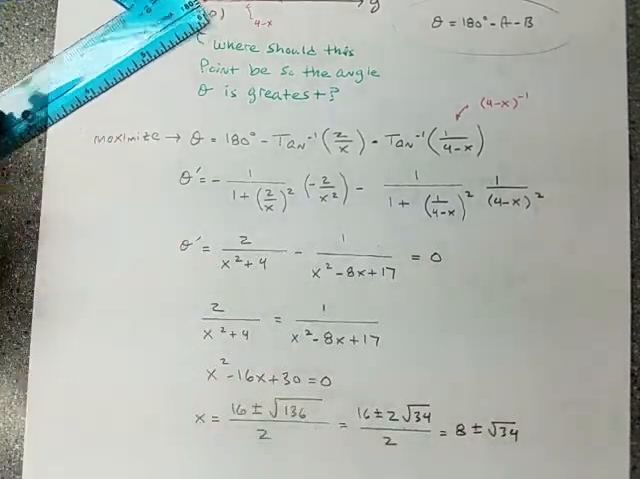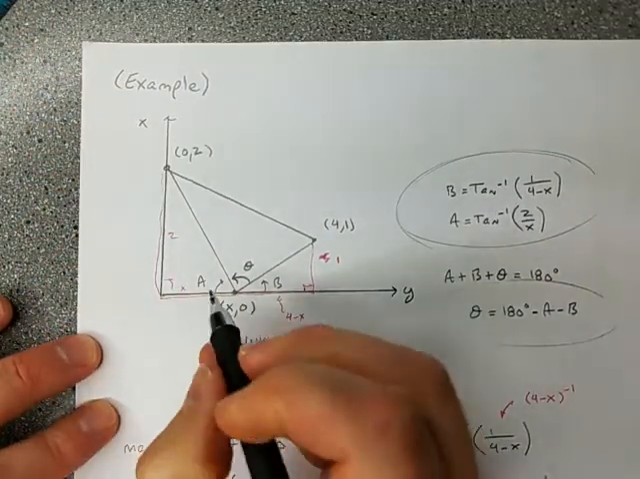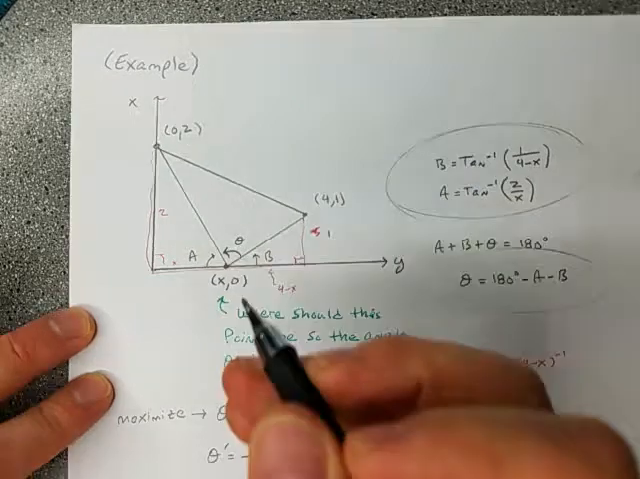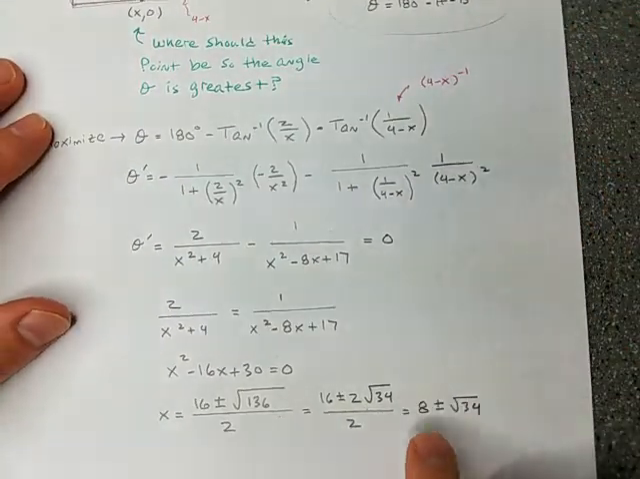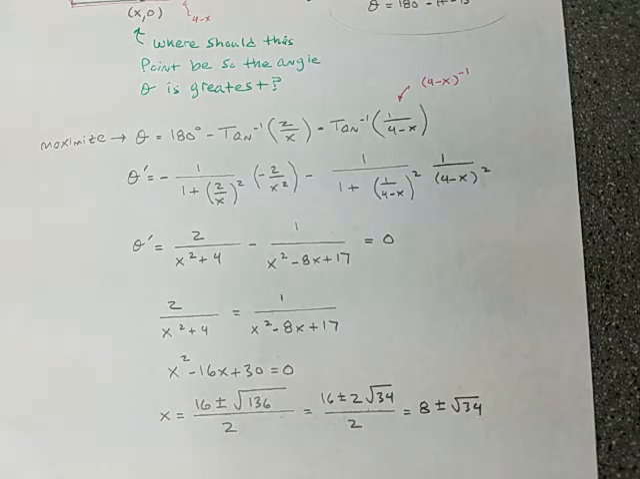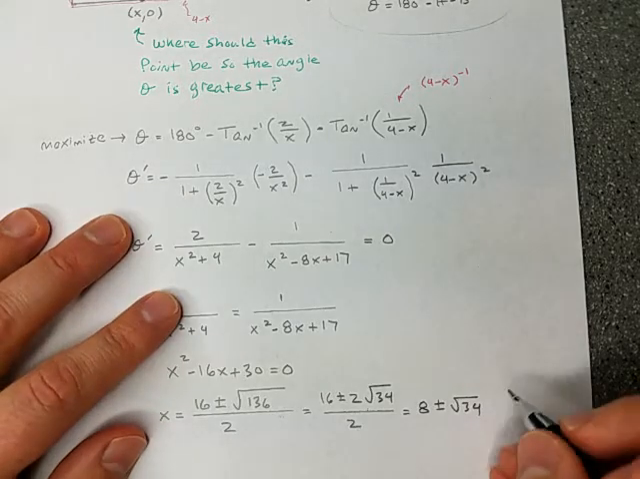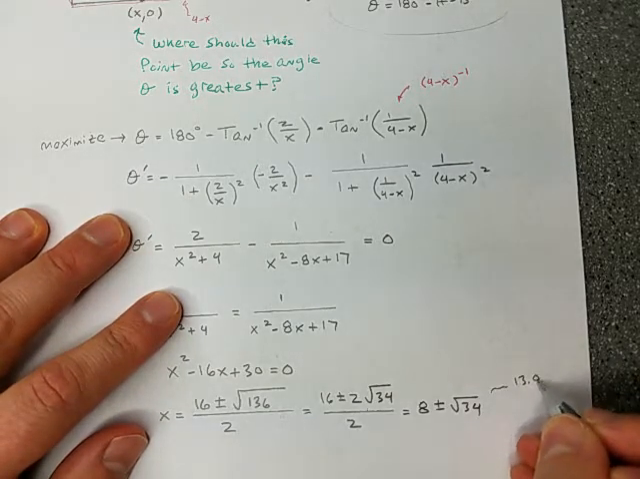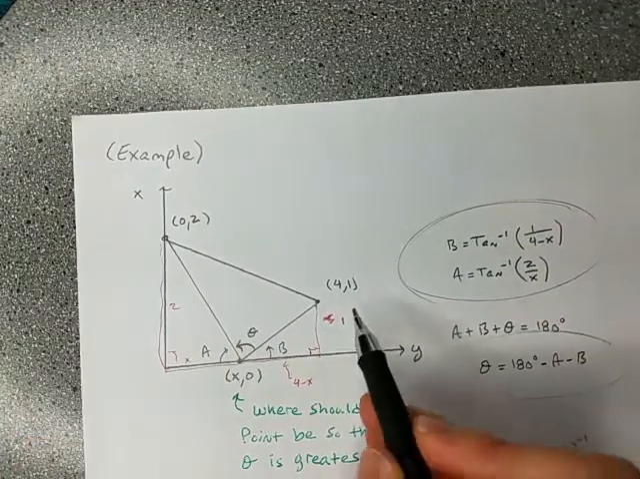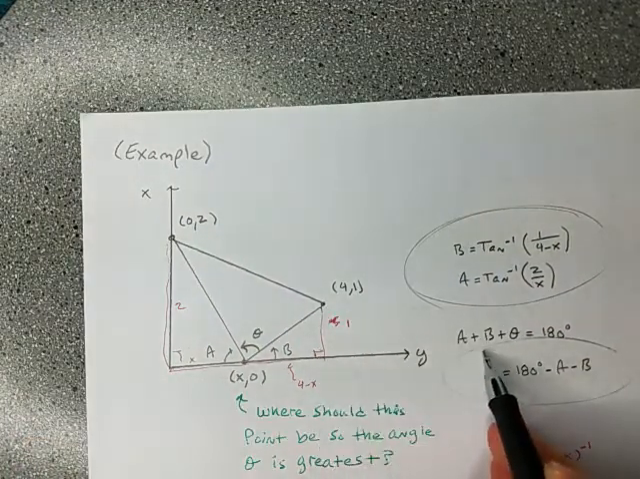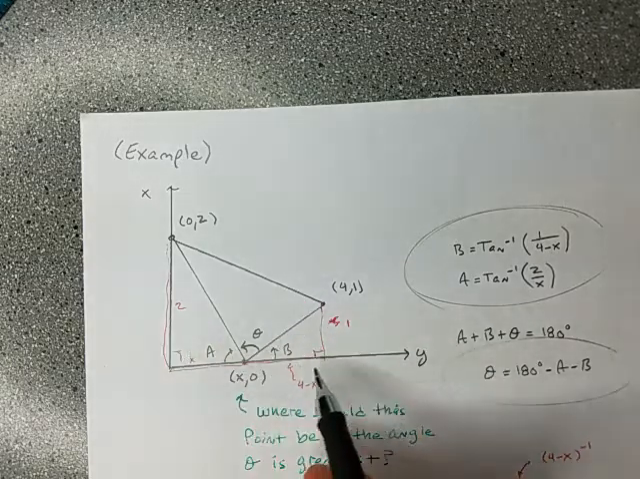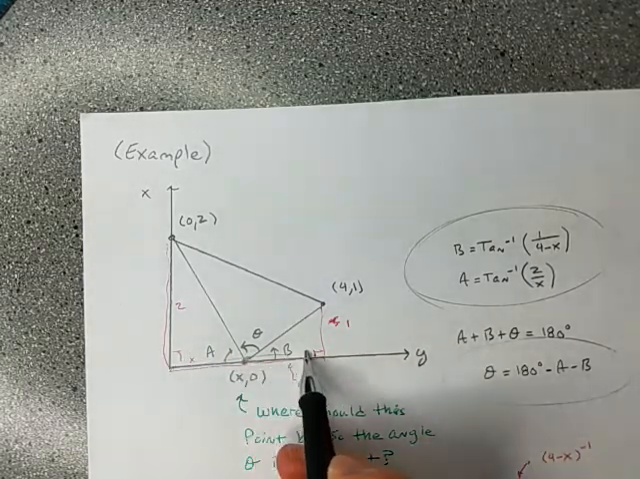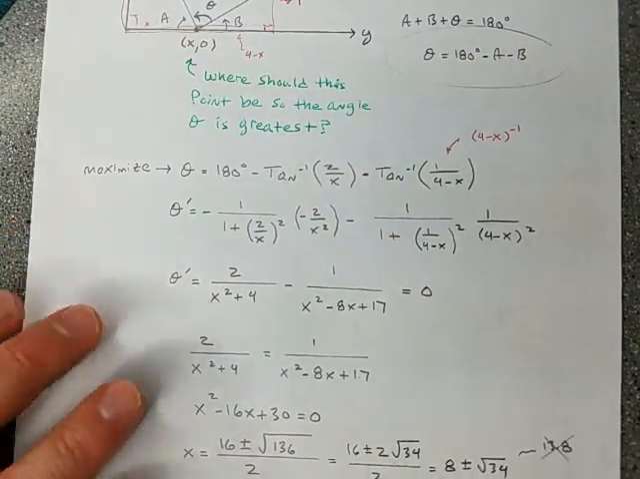Okay, so I get 2 answers. Now, you'd think there'd only be one spot where you'd put that point, where the angle would be as big as possible, but that's 2 numbers. So we'll just have to see. For example, what's 8 plus root 34? Turns out that is about 13.8. Well, that can't be the answer, because this point is only 4 spaces to the right. I can't put it at 13; that wouldn't have any meaning here. We're putting that point somewhere between these 2 points. So it's not that one.